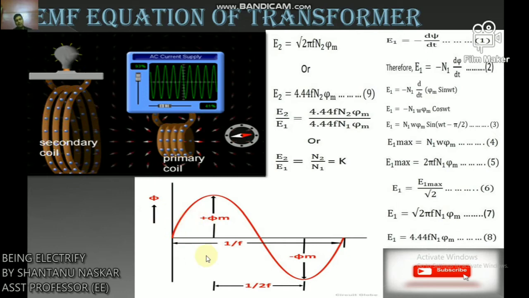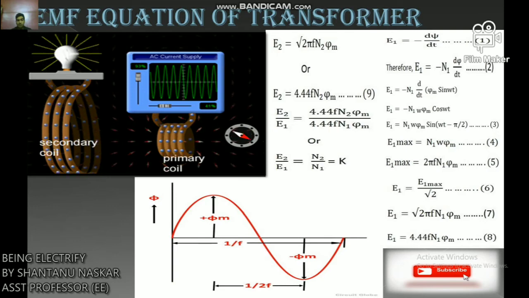The rate of change of flux with respect to time is derived mathematically. The derivation of the EMF equation of the transformer is shown here. First of all, we have to know some terms. Phi m is the maximum value of flux in Weber, f is the supply frequency in Hertz, N1 is the number of turns in the primary winding, N2 is the number of turns in the secondary winding, and phi is the flux per turn in Weber.